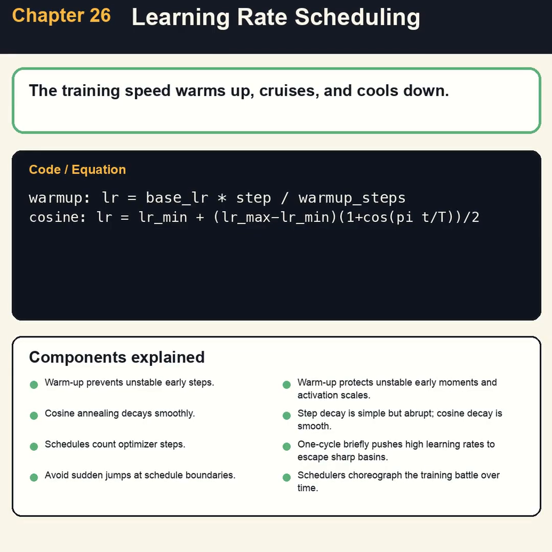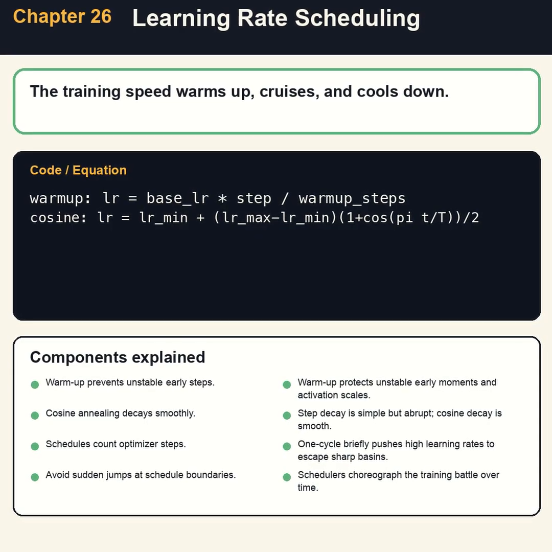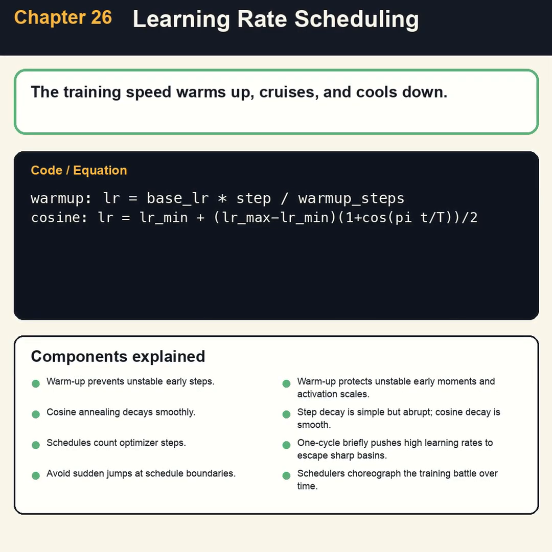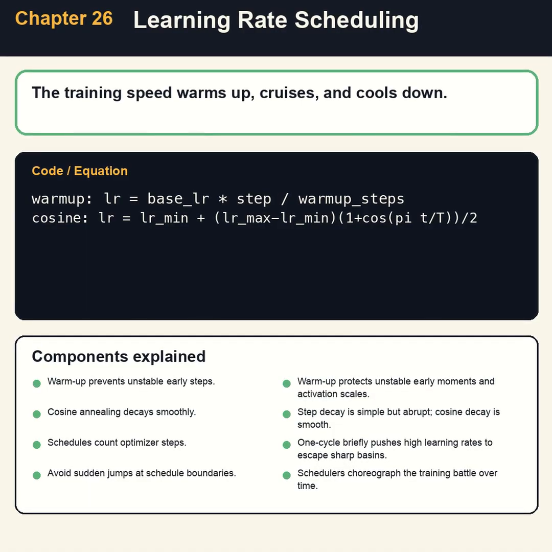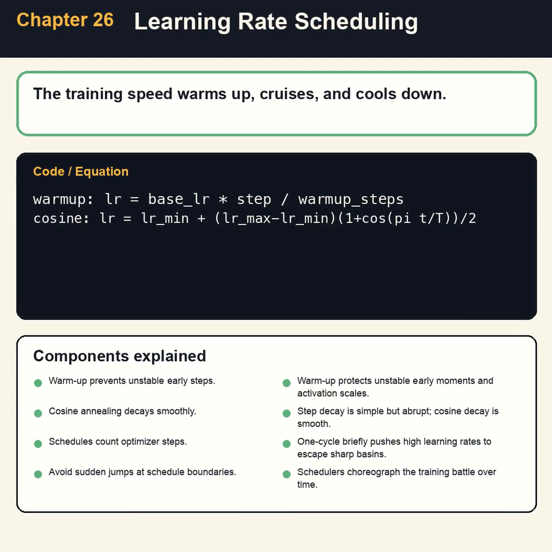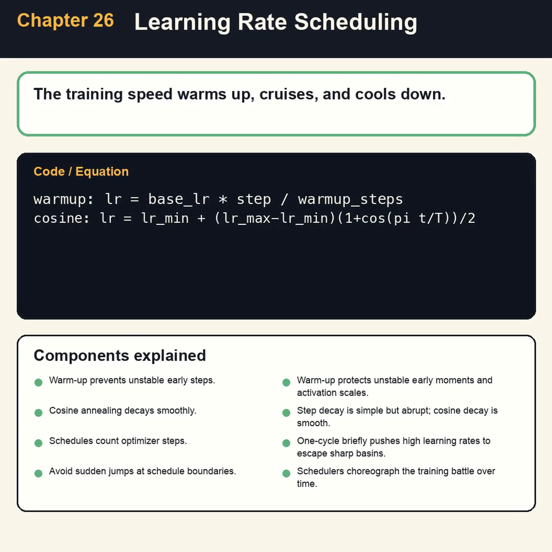Learning rate scheduling. Real-world analogy: drive by warming up, cruising on familiar stretches, then slowing near the destination. Warm-up starts cautiously, especially for large models and batches. Cosine schedules then reduce the step smoothly as training approaches the destination.